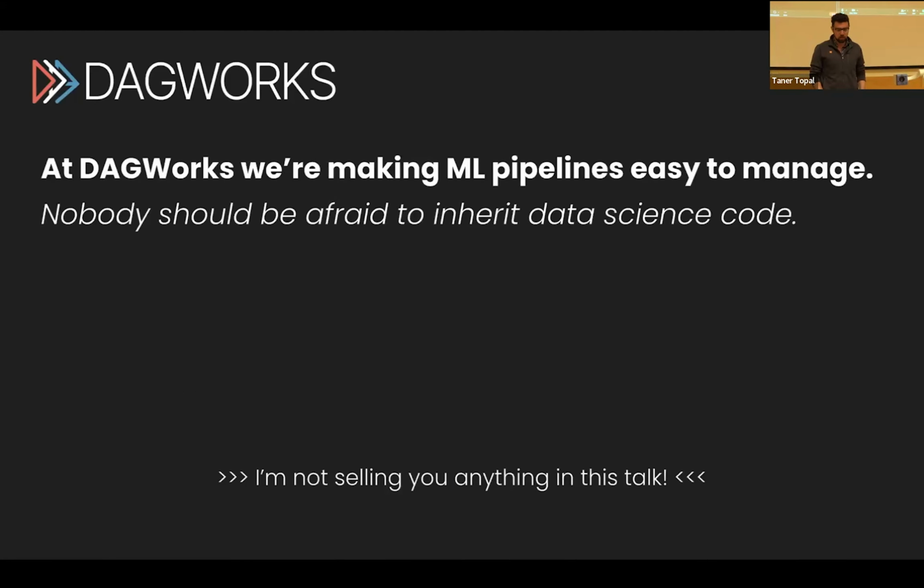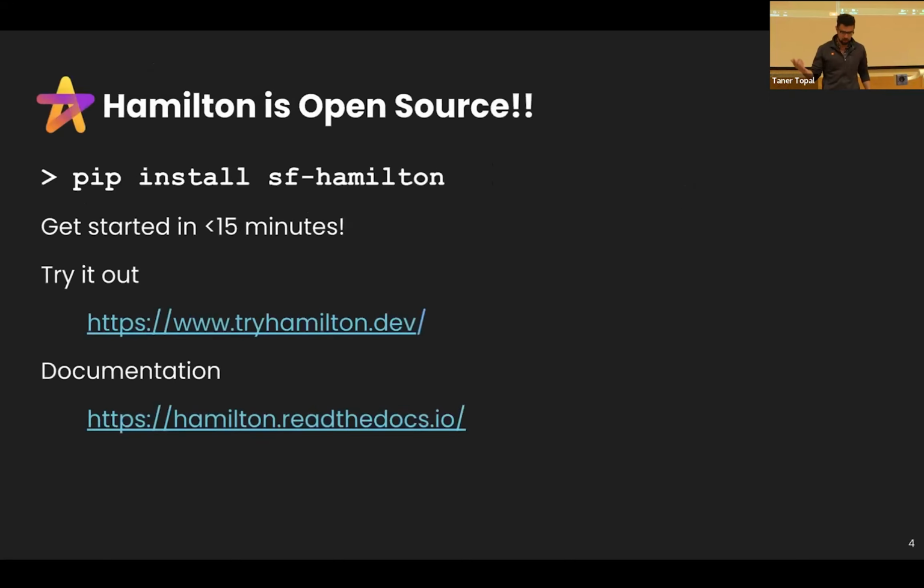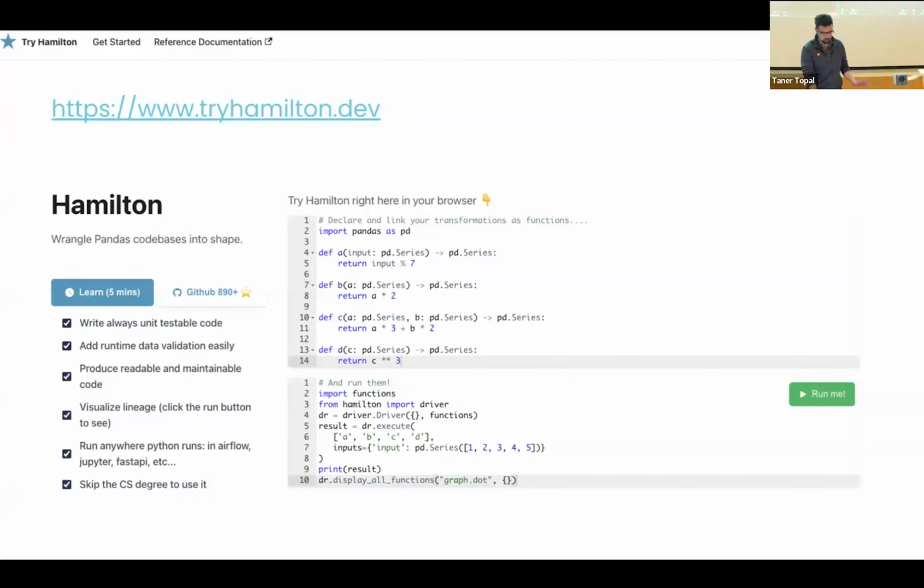Cool. So at DAGWorks, we're making machine learning pipelines easy to manage. Nobody should be afraid to inherit data science code. So trying to solve the problem of people writing sort of crazy pipelines and passing them off to the next person. But I'm not selling you anything in this talk. This is all open source. You can install it on PyPI, get started in a few minutes, try it out. We have this nice website, tryhamilton.dev, and we have plenty of documentation. Here's an example of how you can try it out in your browser.